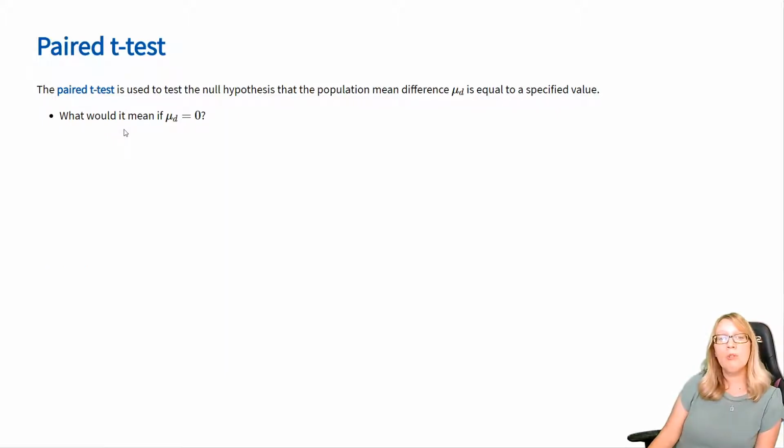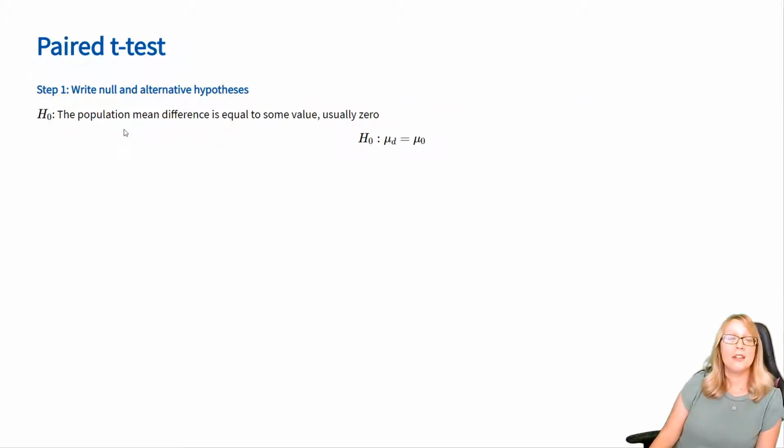Now let's look at how we would answer this with a test. So the paired t-test will be used to test the null hypothesis that the population mean difference is equal to a specified value. Most of the time this value is 0, because if the difference is 0, the two groups are the same. If the difference is not 0, the two groups are different, which is usually the question that we really want to know.